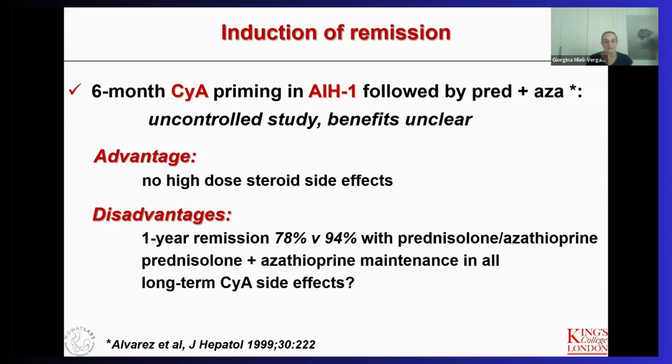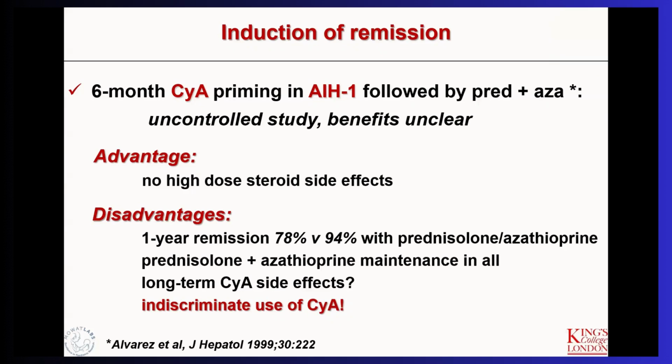Of course, we also don't know the long-term side effects of cyclosporine treatment because the blood levels were kept pretty high, around 200. But the most important disadvantage of this study, which actually was not the intention of the author, has been the indiscriminate use of cyclosporine. So there are centers that have stopped using steroids and azathioprine and treat children with steroids and cyclosporine A, which is obviously much more toxic than azathioprine. And really the results are not better.